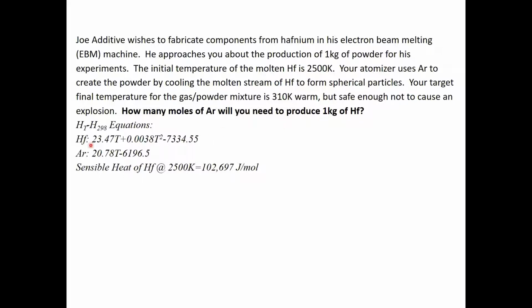We're given some important information here. So we have our sensible heat equations. If we're given sensible heat equations, remember, you do not have to integrate. So we're given the sensible heat equation for hafnium, and we're given the sensible heat equation for argon. And we're also given a bit of information. The sensible heat of hafnium at 2,500 Kelvin is 102.97 joules per mole.